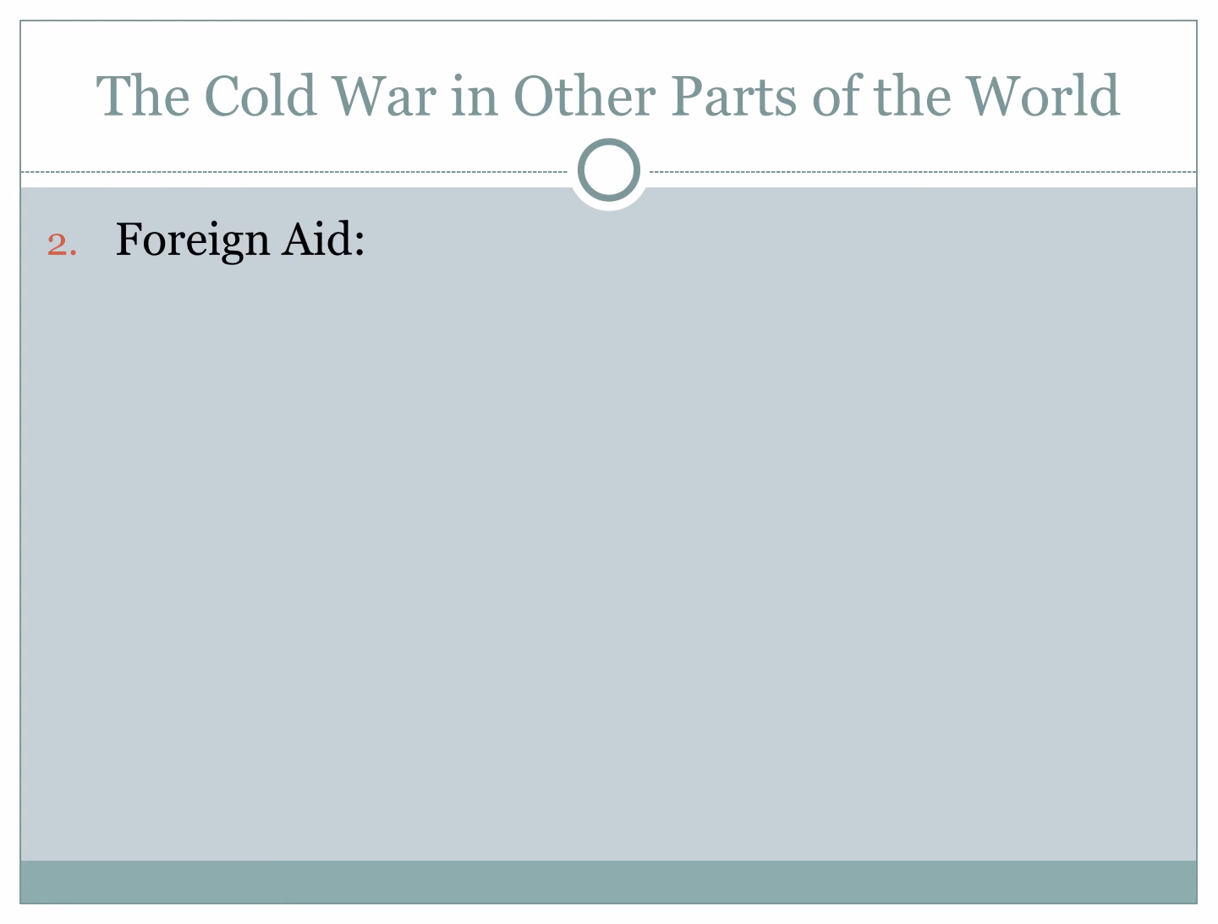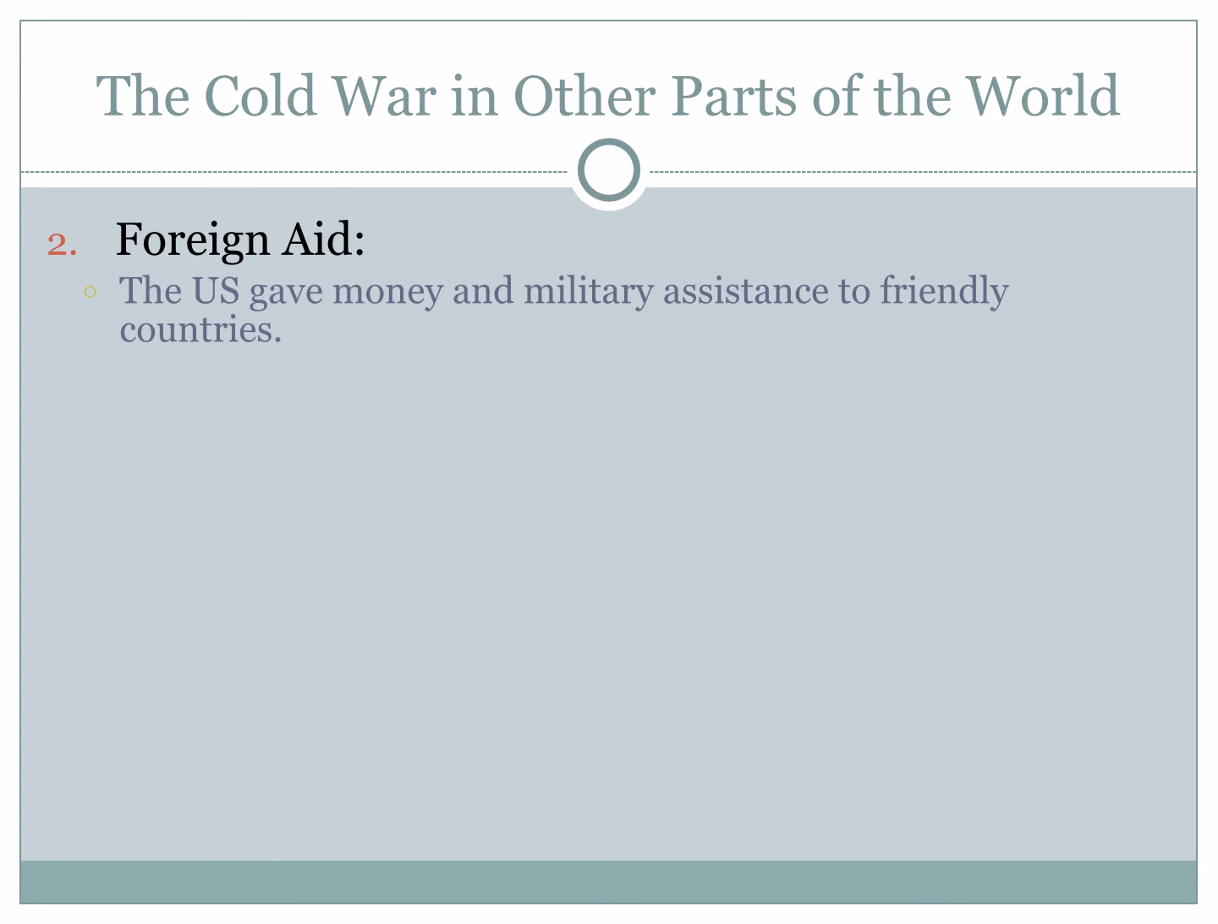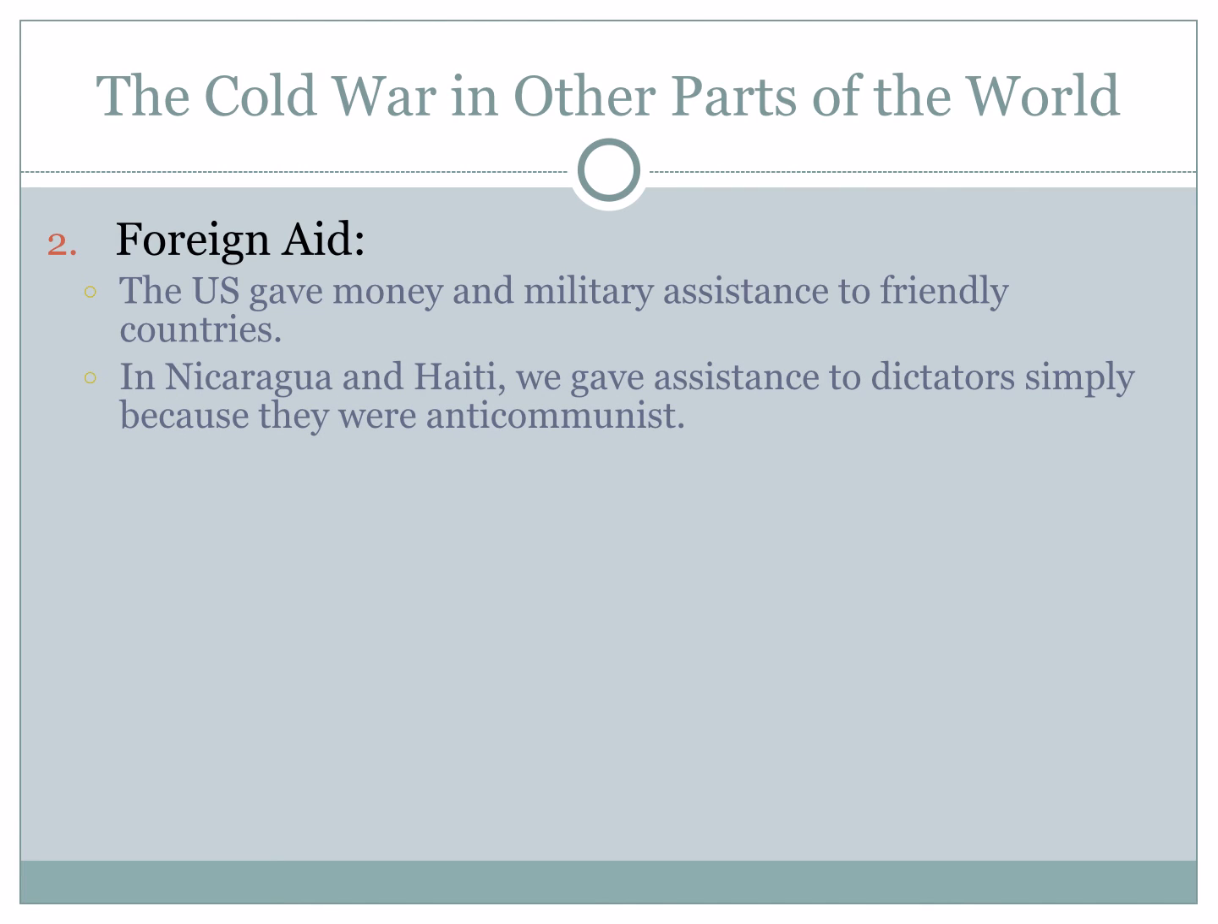Another method was by giving assistance, giving foreign aid. And the U.S., as we already know, gave money and military assistance to friendly countries. That was the Truman Doctrine, right? We'll help out any country that is trying to fight communism. But it wasn't always necessarily a positive for the United States. In some countries, in particular Nicaragua and Haiti, we actually gave assistance to people who were basically dictators. They weren't terribly good leaders. They were pretty harsh to their people, but the United States supported them because they were anti-communist.